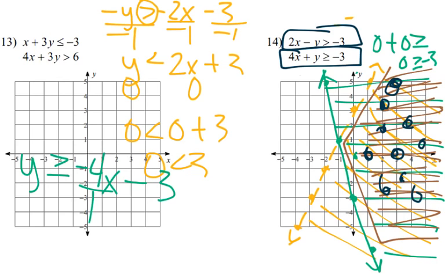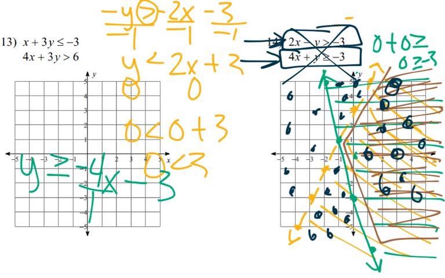If I just wanted a solution to one of them, like the top one, then I'd have to pick points in this zone. If I wanted a solution that was just a solution to the bottom, I'd pick points in this zone. If I wanted points that were no solutions, I would pick points in that last zone. So, no answers, one answer, both answers.